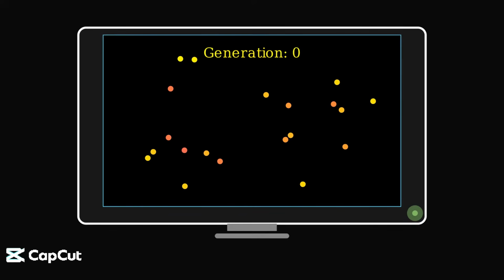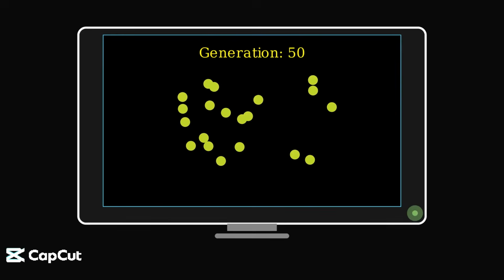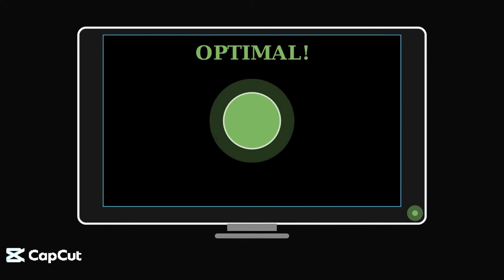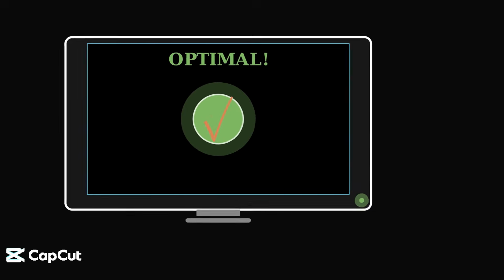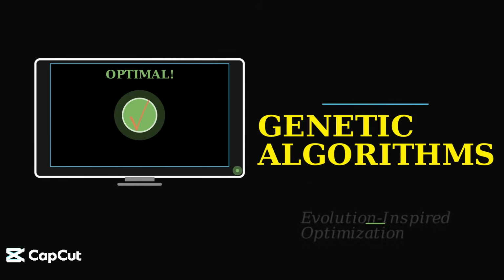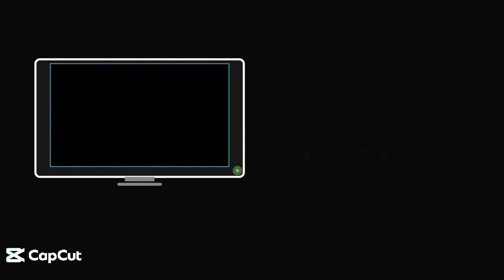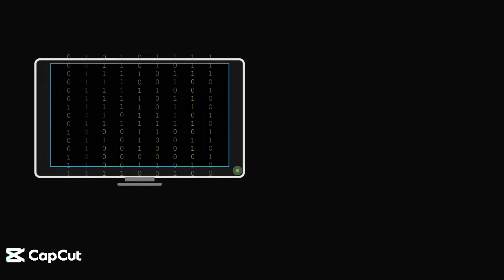What if I told you that computers can evolve solutions to problems just like nature evolves species? Today, we're diving into genetic algorithms, one of the most elegant optimization techniques inspired by Darwin's theory of evolution. By the end of this video, you'll understand exactly how genetic algorithms work, see them in action, and know when to use them. Let's get started.